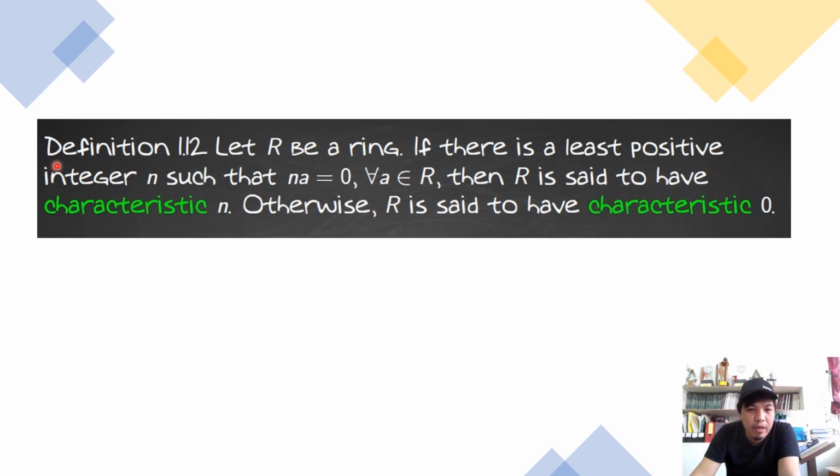We are now on definition 1.12, which states that if we let R be a ring, and if there is at least a positive integer n such that n times a equals 0 for all a in R, then R is said to have characteristic n. Otherwise, if no such number that satisfies this equation exists, then R is said to have characteristic 0.